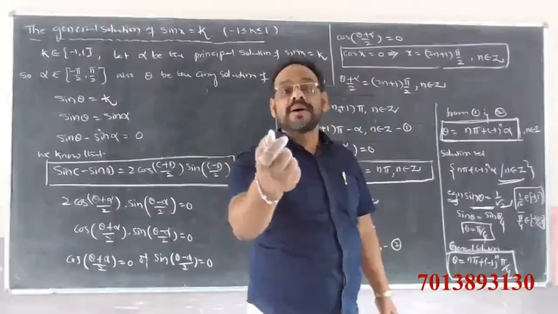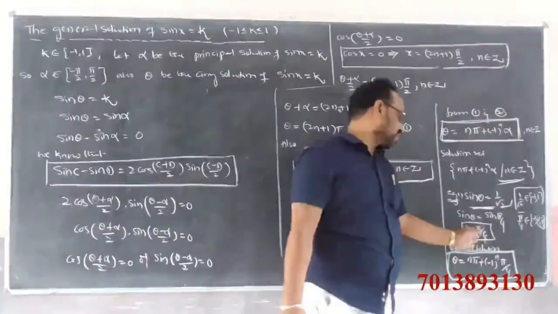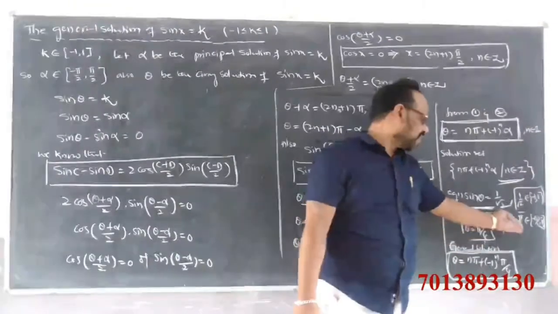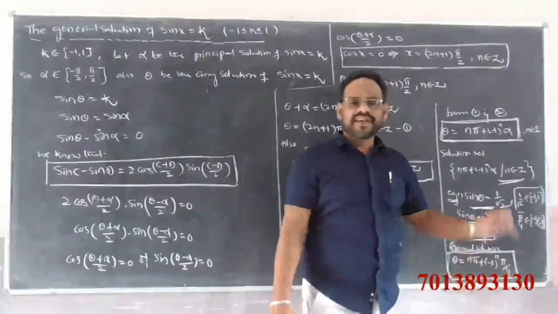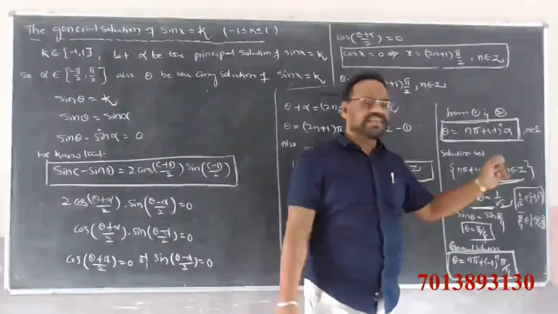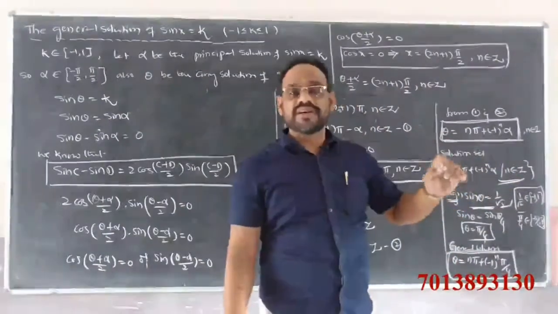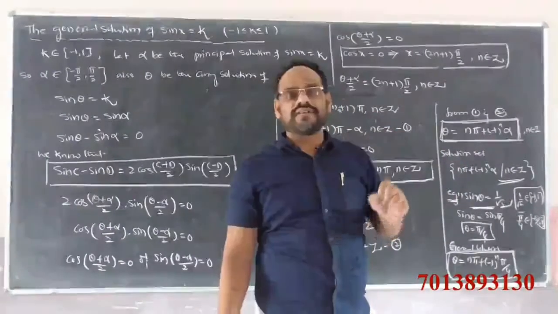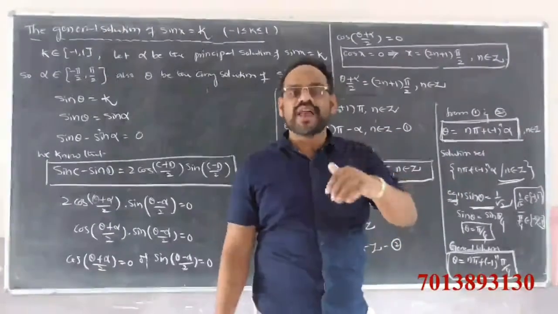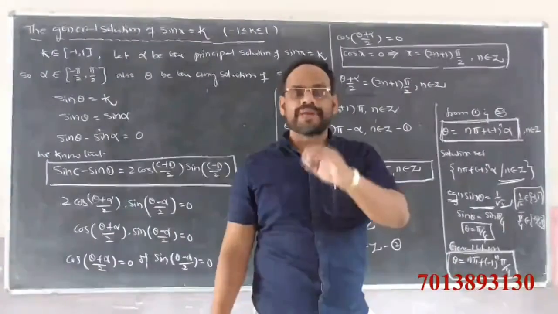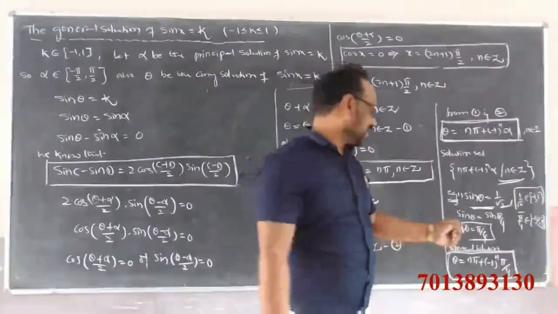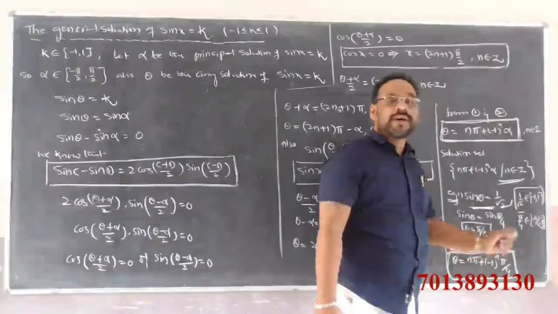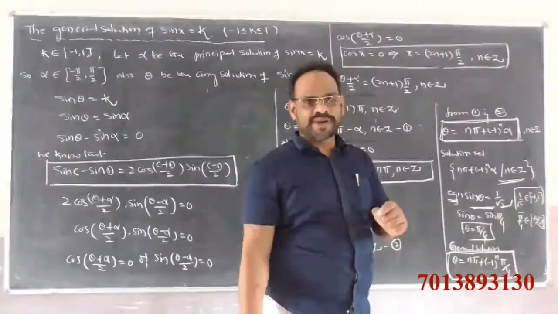First of all, we find the principal solution of the given trigonometric equation. Clearly, pi by 4 belongs to the closed interval minus pi by 2 comma plus pi by 2. Why? Because if k belongs to the closed interval minus 1 comma plus 1, there exists a unique value alpha which belongs to the closed interval minus pi by 2 comma plus pi by 2. Then alpha is the principal solution of the given trigonometric equation. So theta equals pi by 4 is the principal solution.